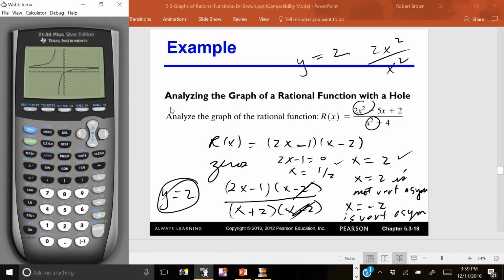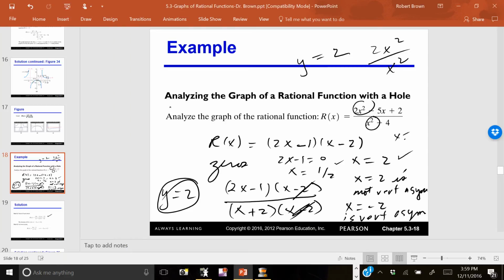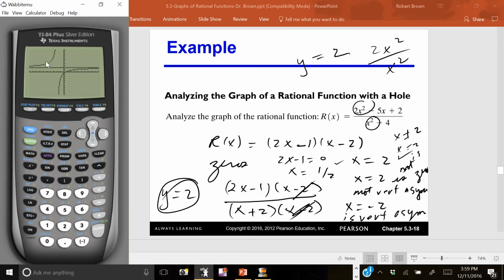one of the things I like to notice is, since x cannot be equal to 2, x equals 2 is not a zero. And we can very clearly see now in our graph that, sure enough, x equals minus 2 is a vertical asymptote. Y equals 2 is a horizontal asymptote. And a zero is at x equals 1 plus a half.